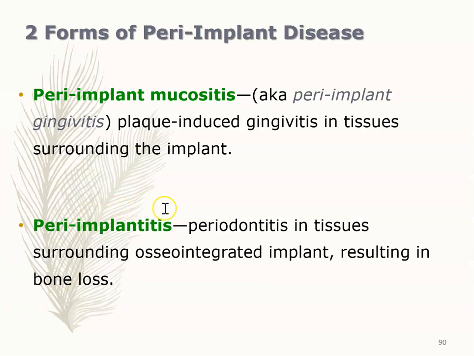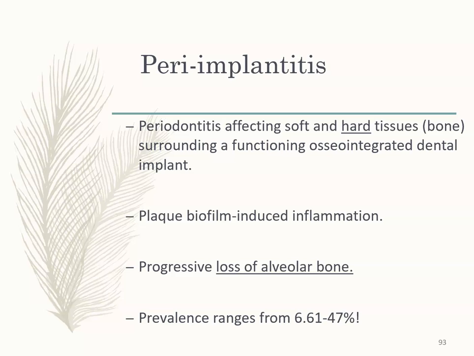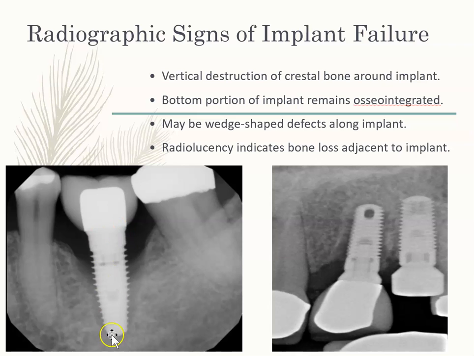But peri-implantitis, this is periodontitis. This is bone loss in an implant. So the implant is definitely failing here. And actually this is peri-implant mucositis. So there's gingivitis, there's inflammation around the implant. And peri-implantitis is when you have bone loss around the implant. And that's what we see here. This is the implant and you can see bone loss. This is a sign of implant failure, peri-implantitis.